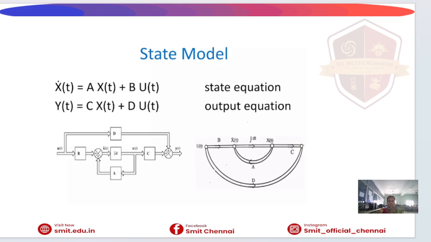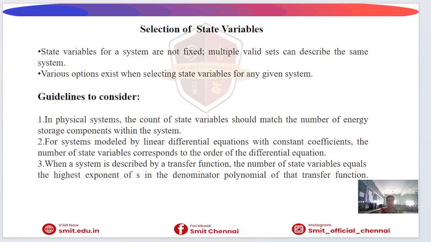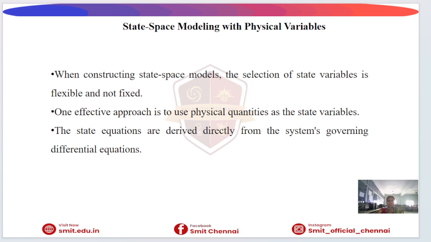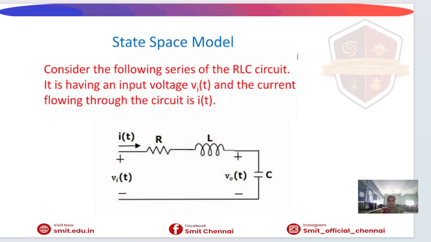Selection of state variables. It discusses guidelines for selecting the state variables. The number is equal to the number of energy storage elements, equal to the order of the differential equation, and equal to the highest power of s in the transfer function denominator. Then state space modeling with physical variables. Physical quantities such as current, voltage, position, velocity can be selected directly as state variables to simplify the modeling.